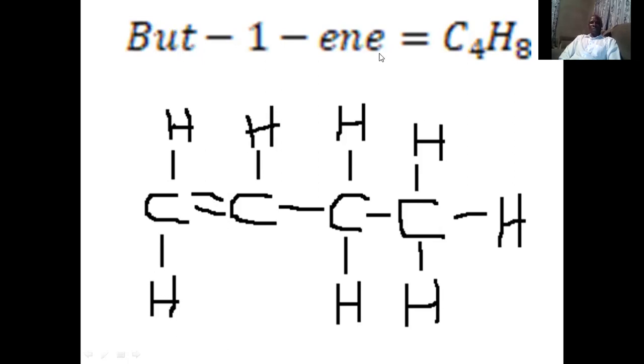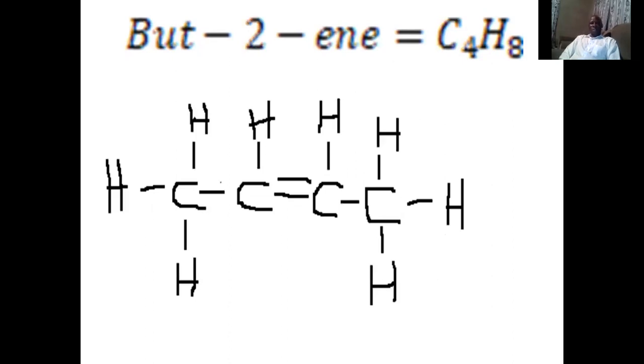Instead of saying butane, say but-1-ene. Change the ending to ene. But-1-ene. So it doesn't matter if this double bond was put on the first carbon from the other side. It will have the same name. We proceed to the second one.